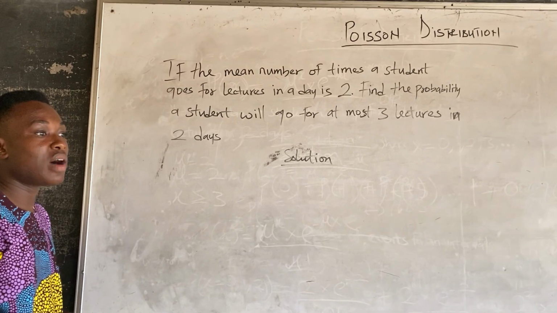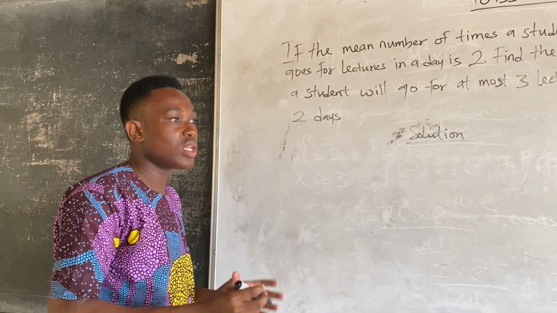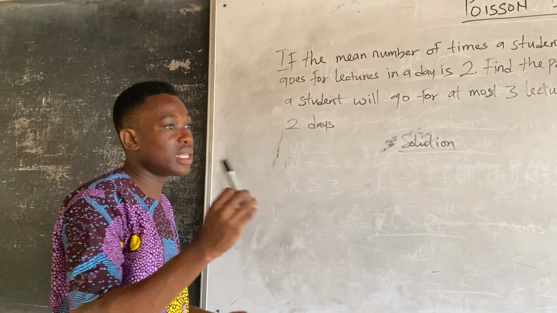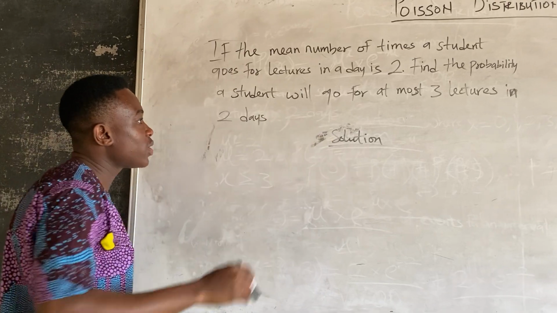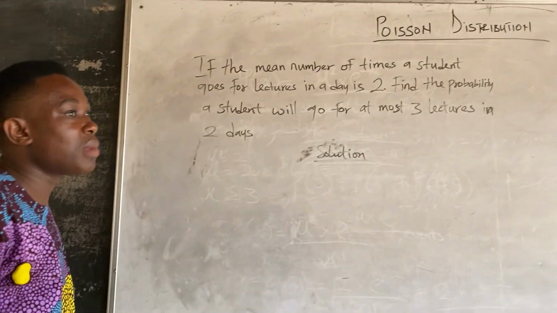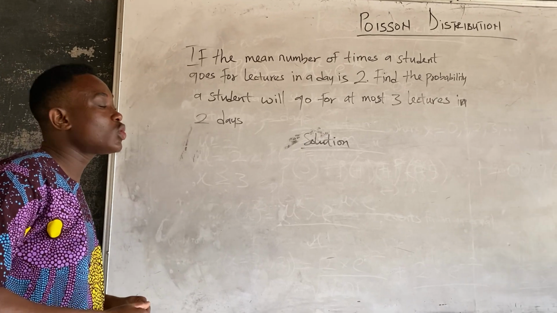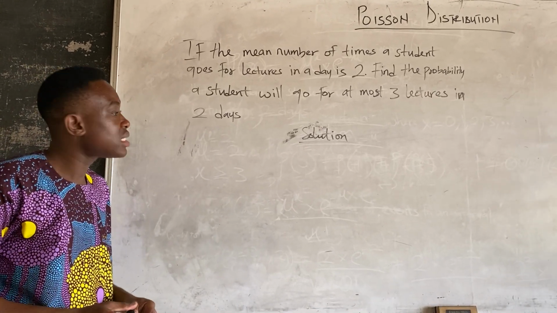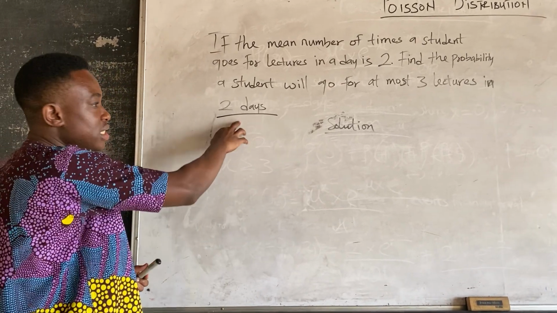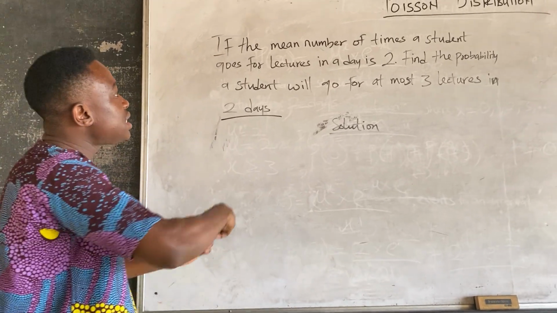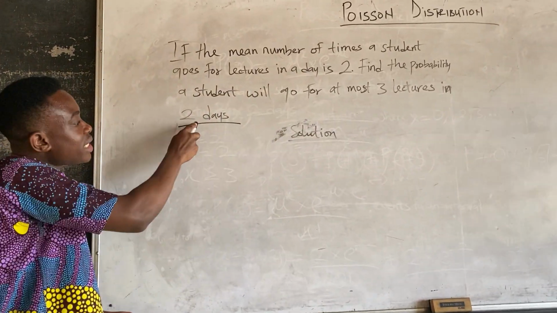The interval for a day, the number of lectures for a day is 2. But if you read the latter part of the question, it demands we find the probability that a student will go for at most 3 lectures in 2 days. The interval has now changed. Initially, what we had was a day. Now the interval has changed to 2 days.